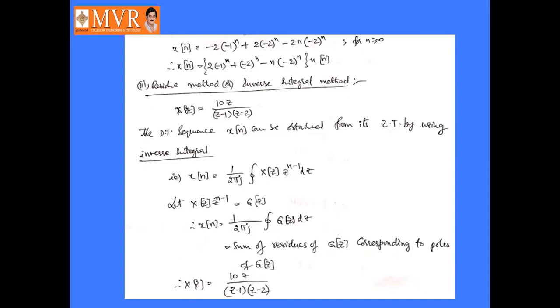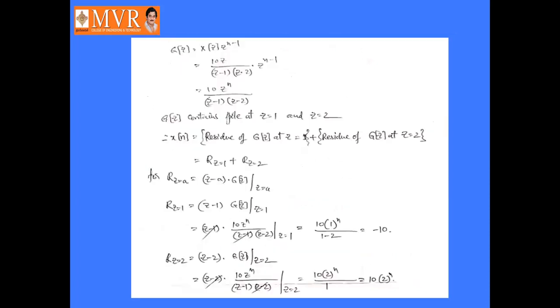The given problem is X(z) = 10z / ((z - 1)(z - 2)). First, we write G(z) = X(z) z^(n-1). So G(z) = 10 z^n / ((z - 1)(z - 2)). Here, G(z) contains poles at z = 1 and z = 2. Therefore, x(n) is the residue of G(z) at z = 1 plus the residue of G(z) at z = 2, represented as R at z = 1 plus R at z = 2.